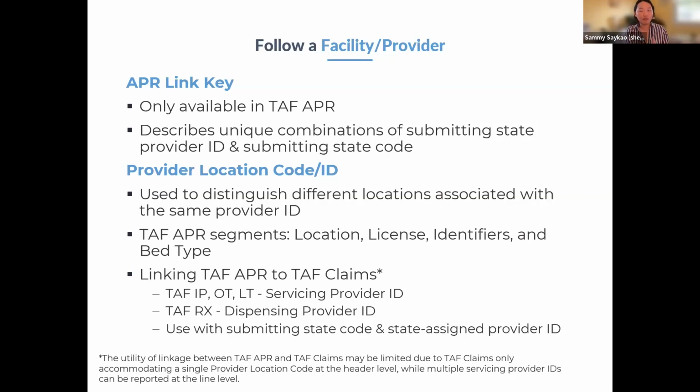One potential point of discrepancy is that when you are working in the TAF claims, there's only one place to put a location code in the header file, but you can find, especially in TAF inpatient, other services, and long-term care, multiple servicing provider IDs. At this point, there's no way to confirm if the location code refers to all of the servicing providers, some of them, or just one of them, if multiple providers are present.